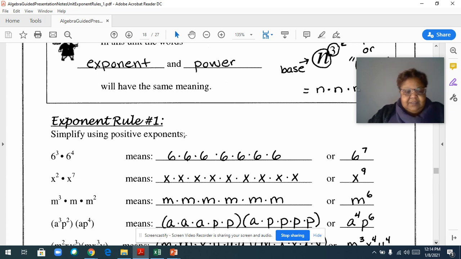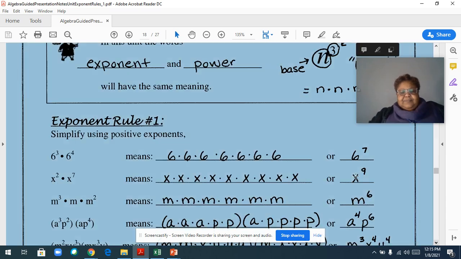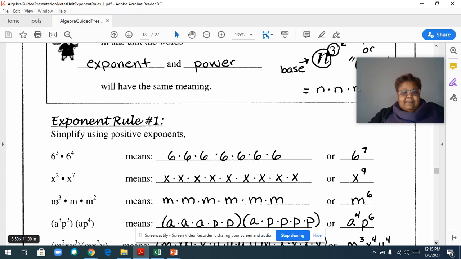Let's look at the next one. We have x squared, or x to the second power. That's x times x. So we got 2. And then we should have 7 with this x to the 7th. So x to the second power times, I put another times there, and then I write out x multiplied by itself 7 times. 1, 2, 3, 4, 5, 6, 7. If I count all of these, 1, 2, 3, 4, 5, 6, 7, 8, 9, I have x to the 9th power.